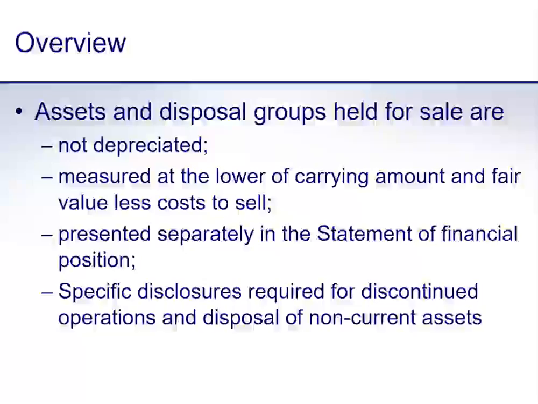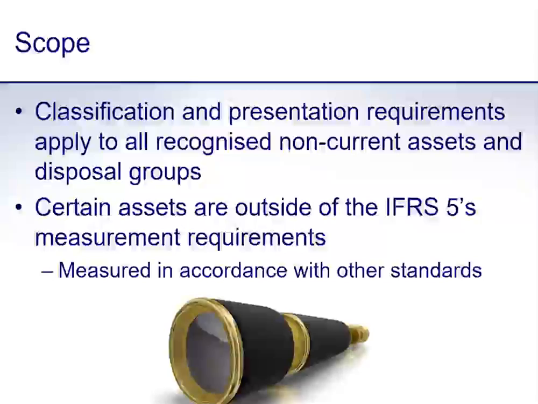So what I'm going to do now is move on to the scope section of the standard. You'll see in the scope section it says it relates to the classification and presentation requirements that apply to all recognized non-current assets and disposal groups that you may have within your group of assets. However, there are certain assets that are outside of the scope of IFRS 5 when it comes to the measurement requirements. But the disclosure requirements of IFRS 5 will still apply. So the presentation and disclosure requirements will still need to be taken into consideration.